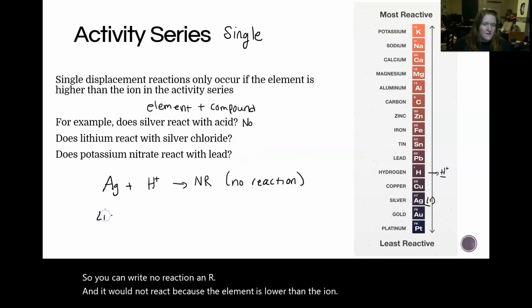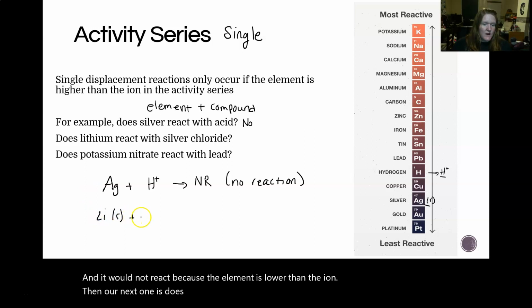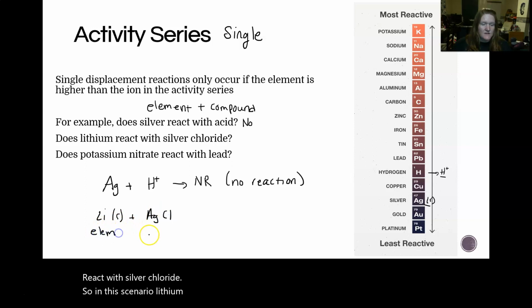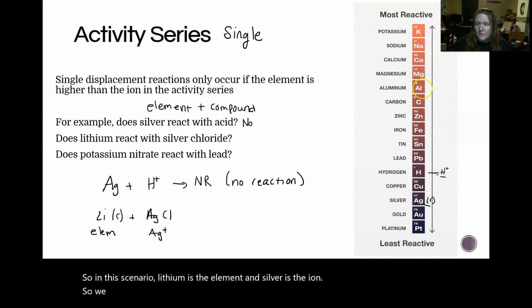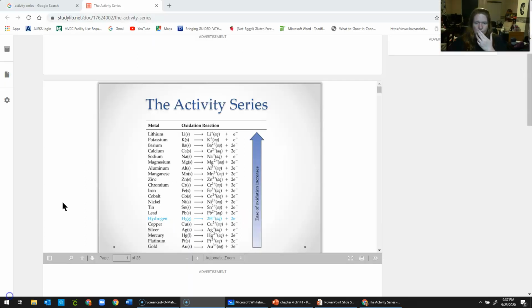Then our next one is, does lithium react with silver chloride? So in this scenario, lithium is the element and silver is the ion. So we've got to find lithium. Oh, it's not on this one. Hold on. Okay, so this one has lithium on it. You can ignore the half reactions. We'll learn about these more in 142. These are called oxidation reactions.